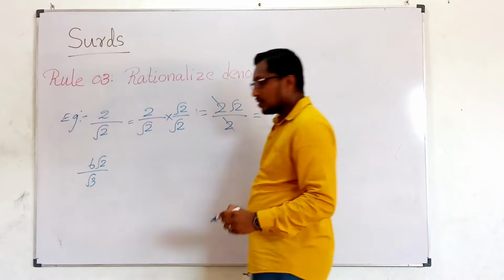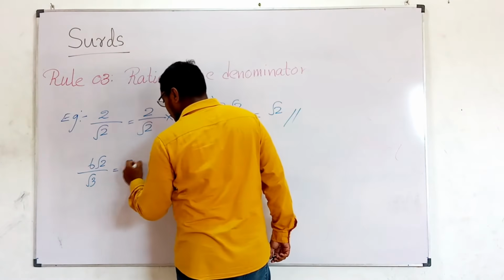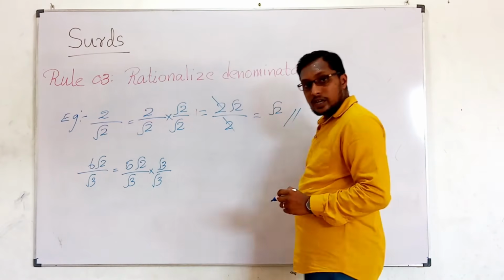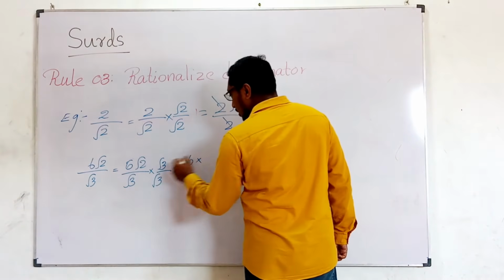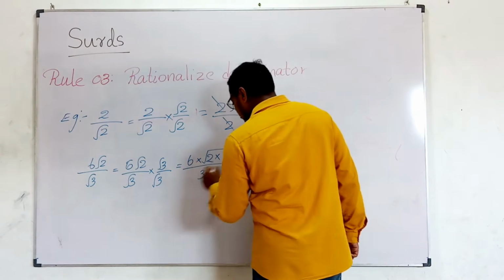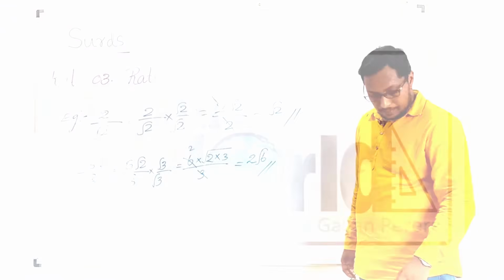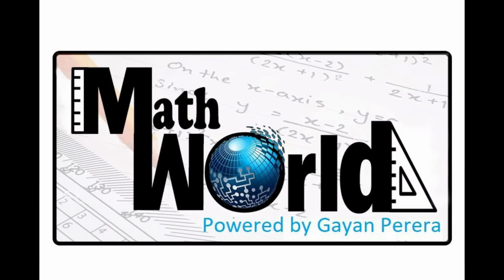6 root 2 divided by square root 3. Since we need to rationalize the denominator, we will multiply by square root 3. So from here, 6 root 2 times root 3, and in the denominator it is 3. This is cancelling off, then the answer is 2 root 6. Okay, so this is not difficult.